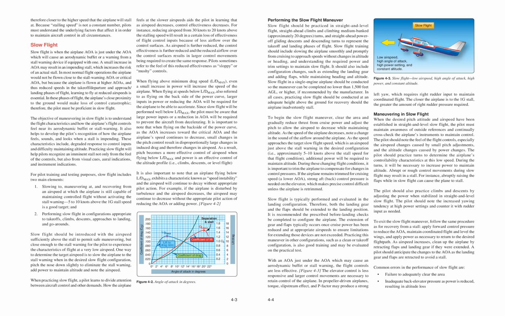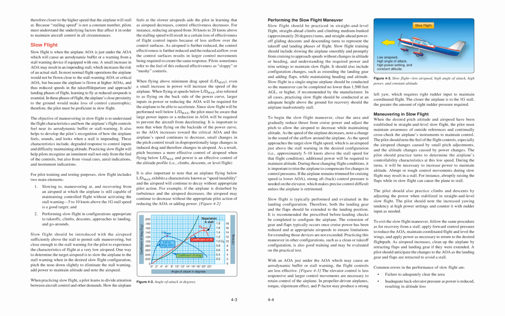required to maintain altitude. During these changing flight conditions, it is important to trim the airplane to compensate for changes in control pressures. If the airplane remains trimmed for cruising speed, at a high AOA, strong aft, back, control pressure is needed on the elevator, which makes precise control difficult unless the airplane is retrimmed.